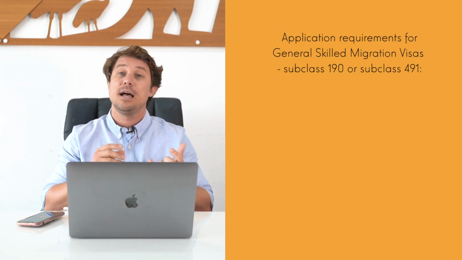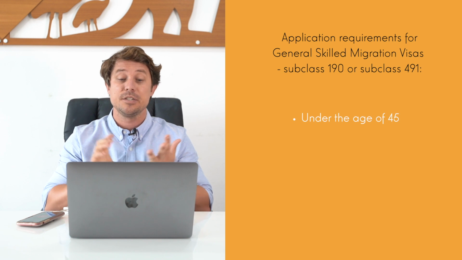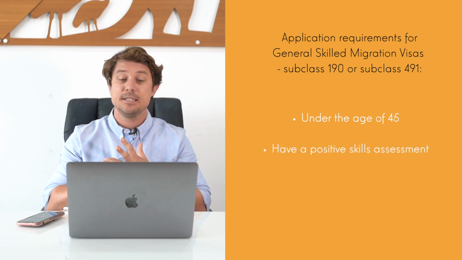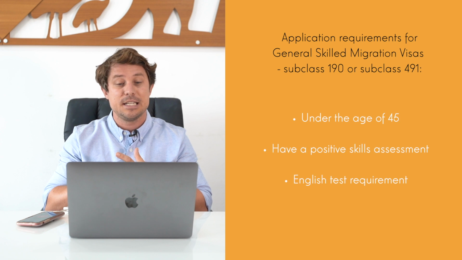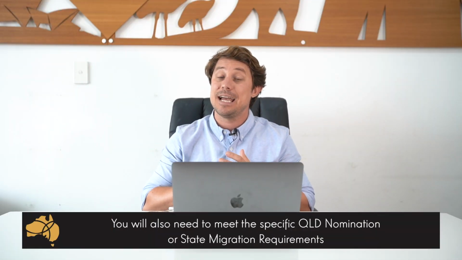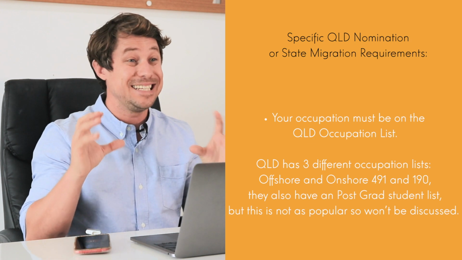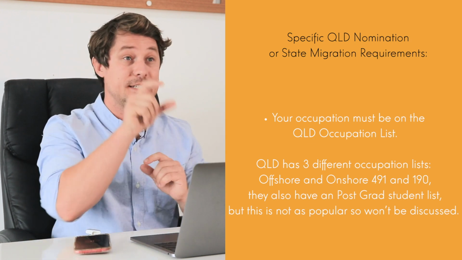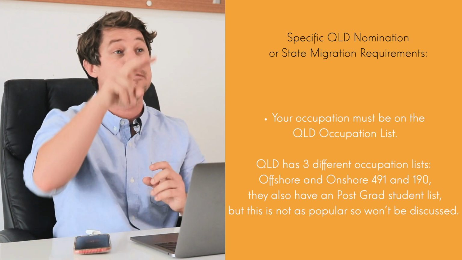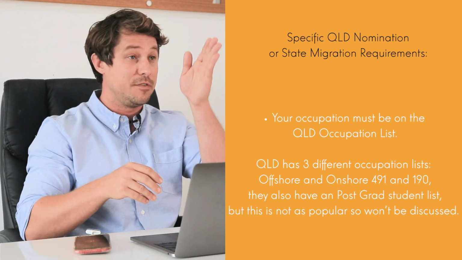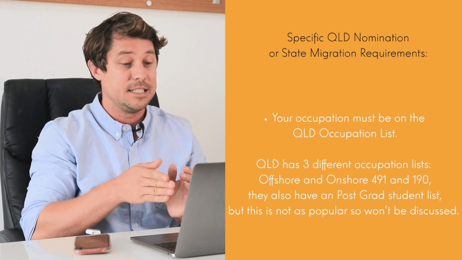So some of the requirements for the state nominated visa or the skilled regional visa, the 190 or the 491, are that you're under 45 years of age, you hold a full skills assessment, and you can obviously pass the English test requirements. In addition to this, you also need to pass the Queensland State Migration requirements. So firstly, you need to have an occupation which is on the Queensland state list. So if you go to their website, you can see the different lists that they have and they'll have different jobs and if they're available for the 491 visa or for the 190 visa.